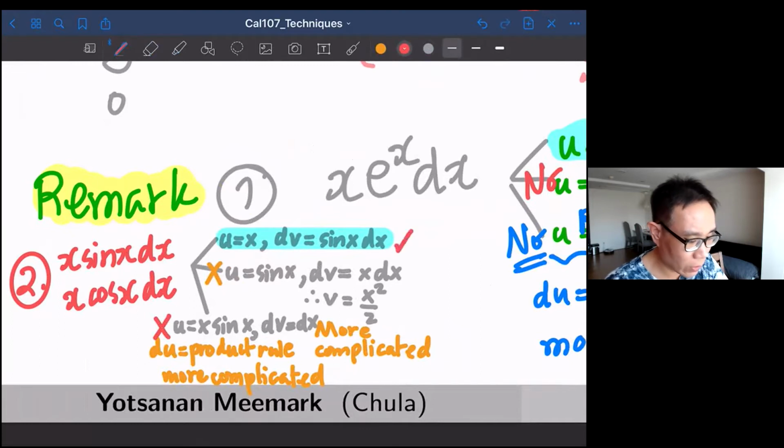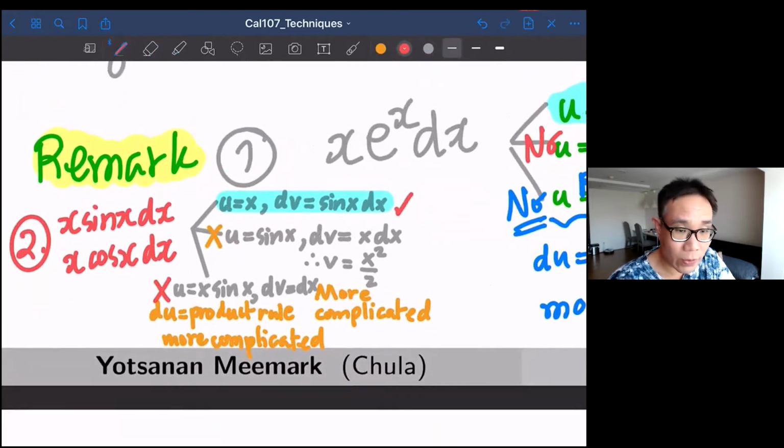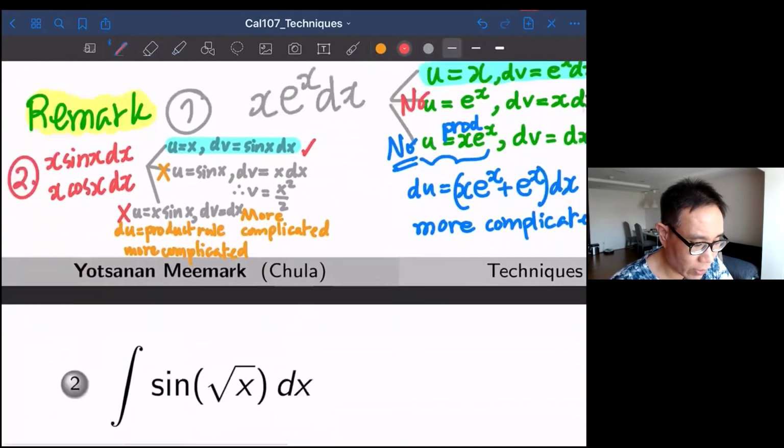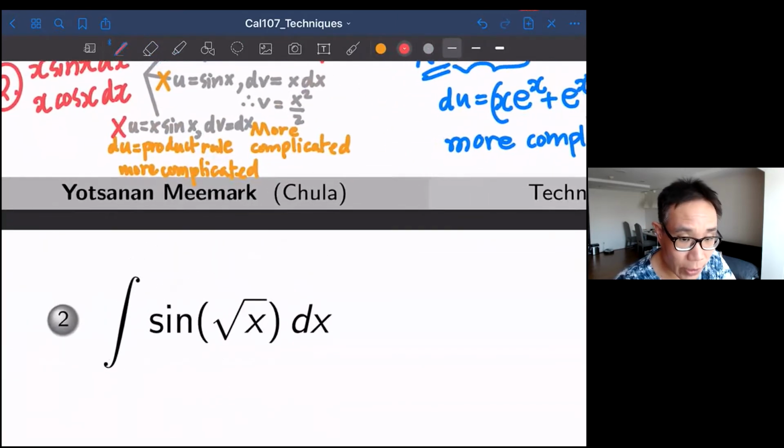Another one you're going to have, okay, I'm going to remark on this one first and I'm going to teach you example 2. For example 2, it seems, hey, how would we know that it's going to be by parts? Integral of sin root x dx. If I were you, I'm going to use substitution. You may say that, right? So I'm going to use substitution.